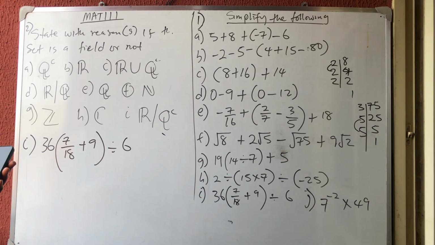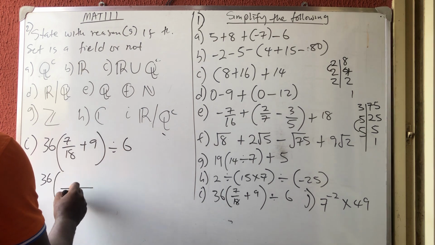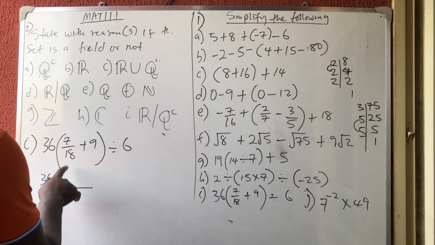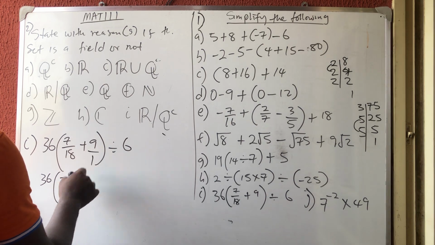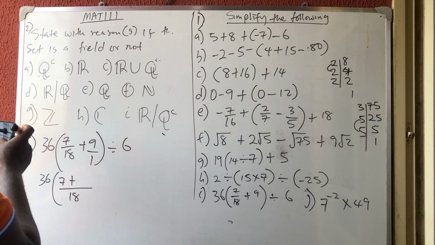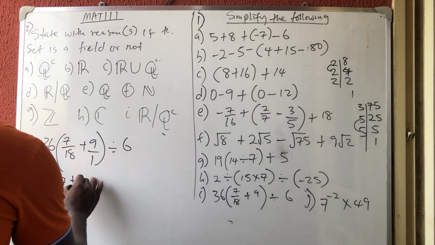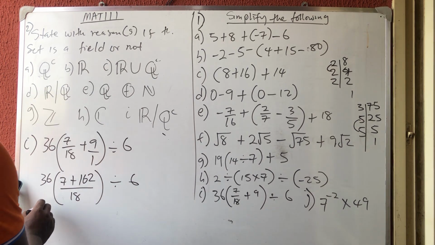So now the first thing you do is to resolve the bracket. So I'm having 36 in bracket of, the LCM is 18. Now 18 divided by itself is 1. 1 times 7 is 7 plus 18 divided by 1 is 18. 18 times 9, I'm having 162. Okay, then divided by what?